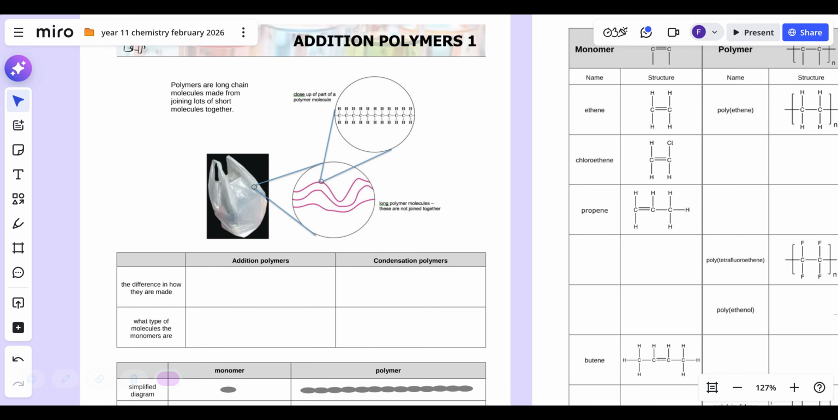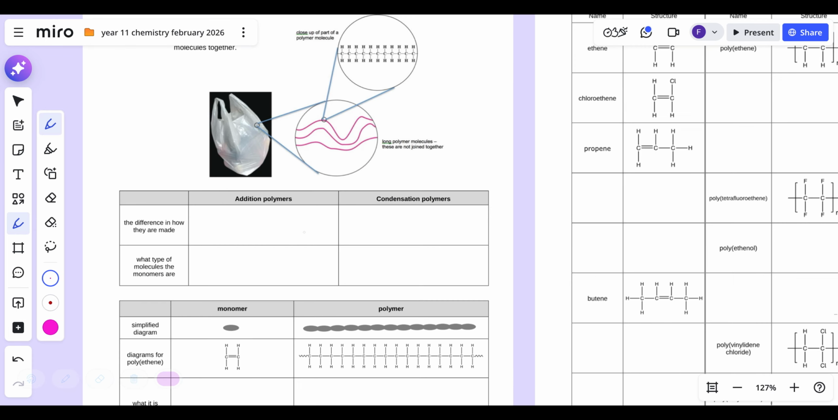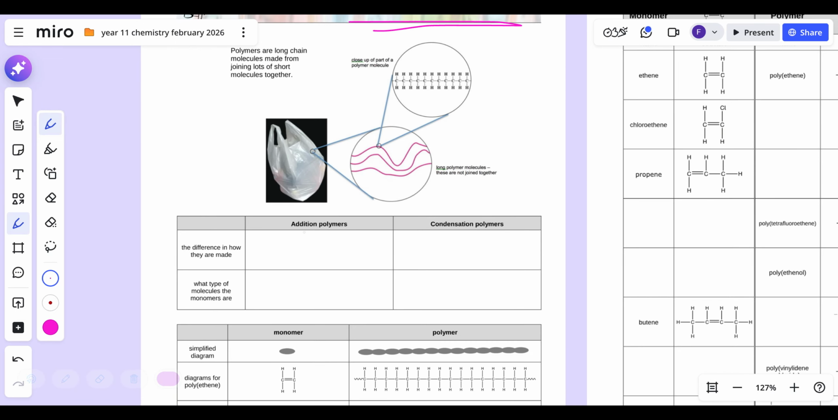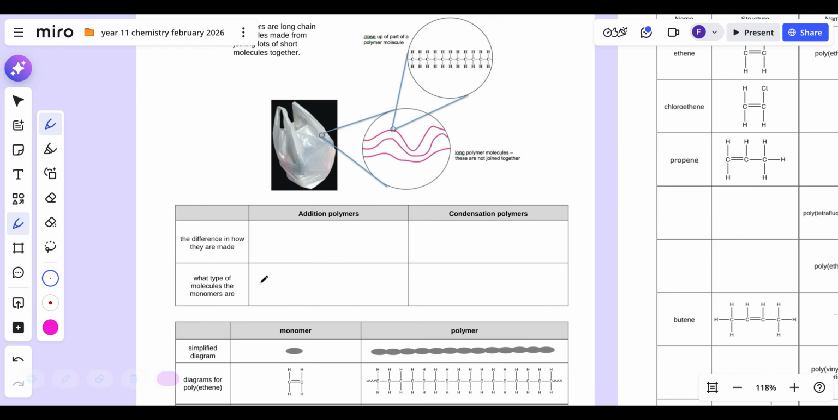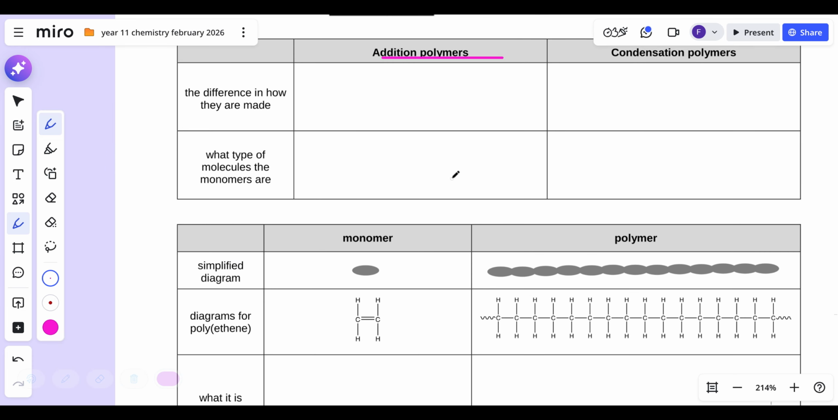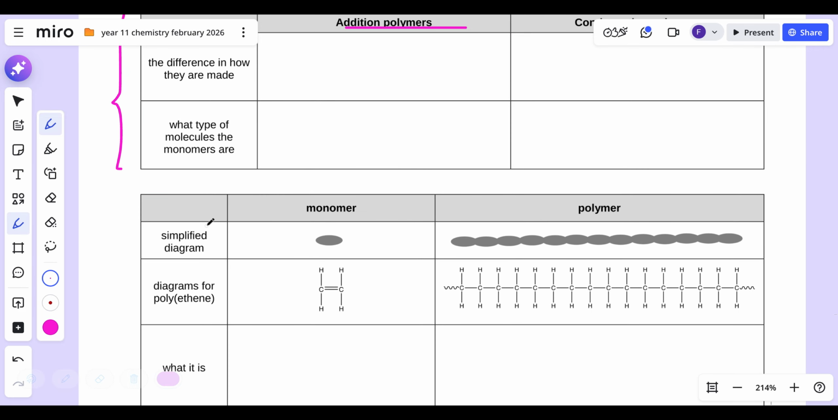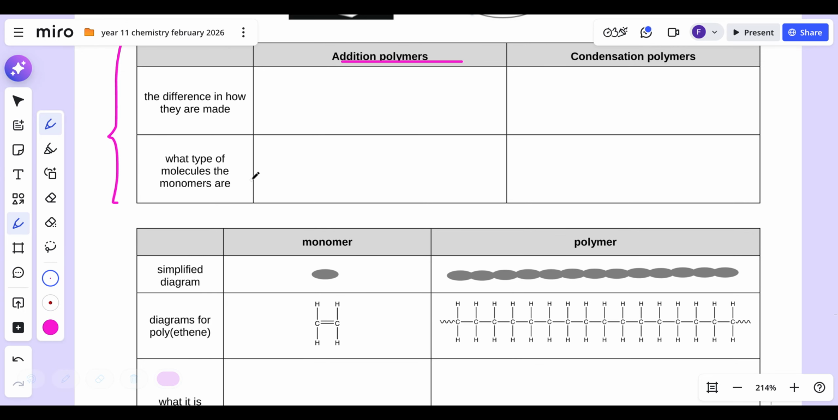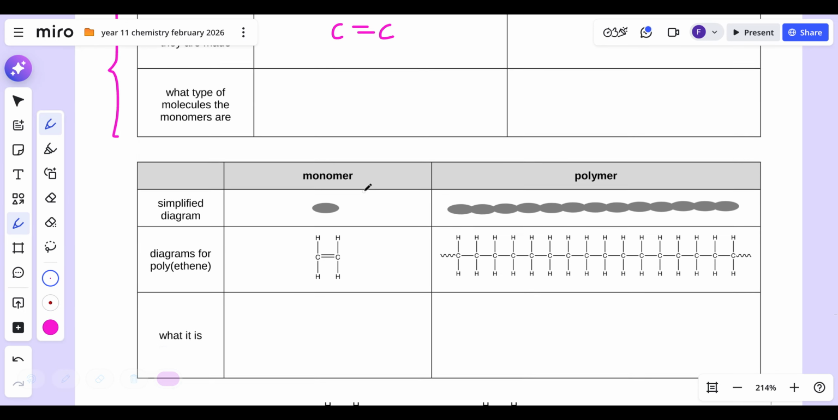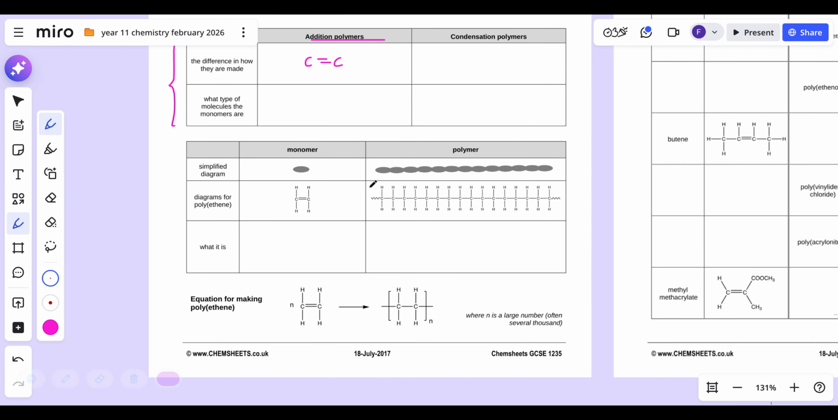Right now, the kind of polymers we are looking at are addition polymers. There are two types: addition polymers and condensation polymers. But we are only looking at addition polymers. What I'm going to tell you is addition polymers are all to do with a double bond. I'm going to show you how to draw them.